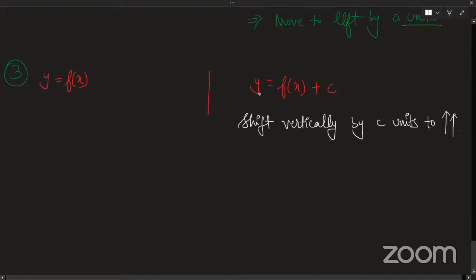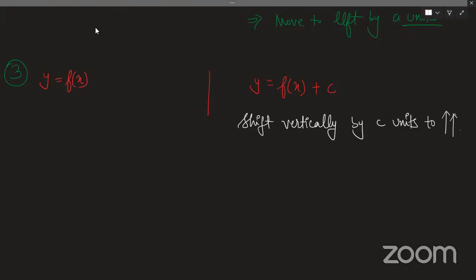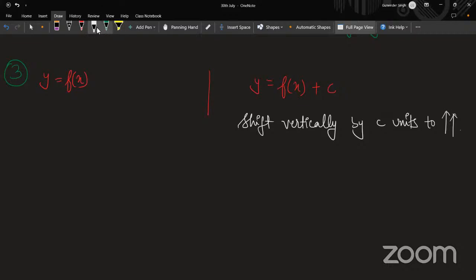So if I'm getting the value of c as negative, if I'm getting f of x minus 5, so I will move 5 units below, downwards. Correct.